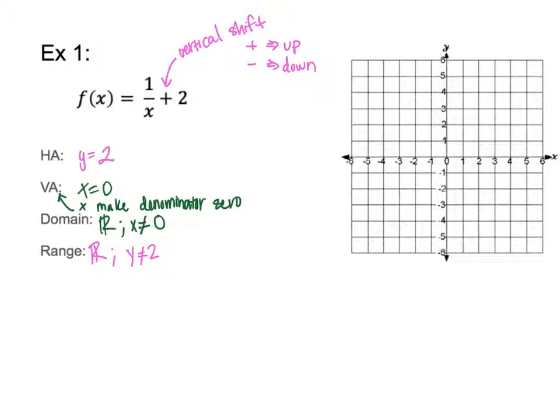If I were to next plot this on the graph here, I'm going to graph these asymptotes first. So we have y equals 2. So I'm going to graph a horizontal asymptote at y equals 2. I'm going to make my dashed line here. And my vertical asymptote, I'm going to make my dashed line going down on x equals 0. So remember, asymptotes we cannot touch.